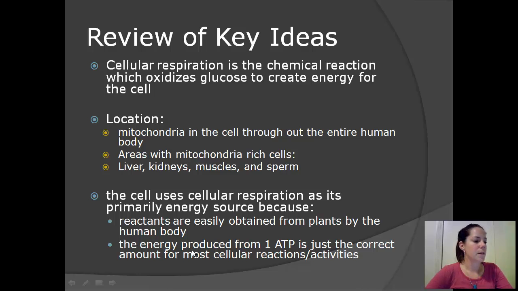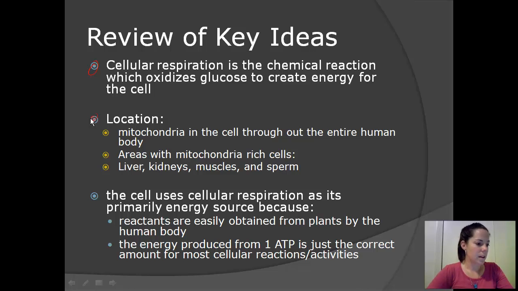So that brings us to the end of the lesson. Let's review the key ideas. First of all, cellular respiration is the chemical reaction which oxidizes glucose to create energy for the cell. Secondly, the location of where this all takes place is in the mitochondria in the cell throughout the entire human body. Areas that are rich with mitochondria are the liver, kidney, muscles, and sperm.